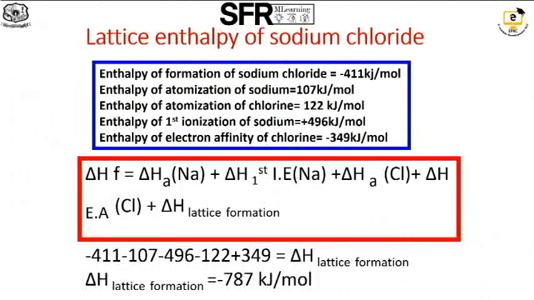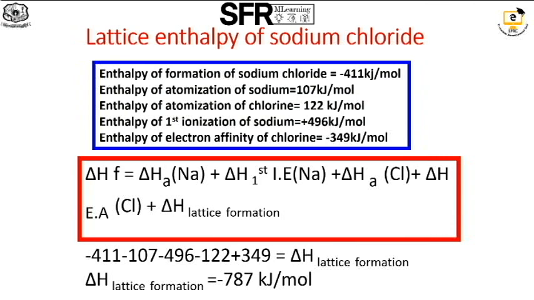Now, we have to calculate the lattice enthalpy of sodium chloride. From these values, we calculate the lattice enthalpy. First, the enthalpy of formation of sodium chloride is minus 411 kilojoule per mole, and the enthalpy of atomization of sodium is positive, 107 kilojoule per mole. The enthalpy of atomization of chlorine is also positive, since it is an endothermic process, 122 kilojoule per mole, and the first ionization energy of sodium is 496 kilojoule per mole.